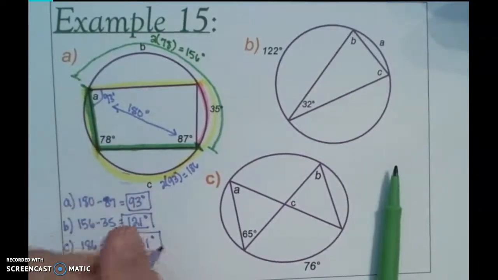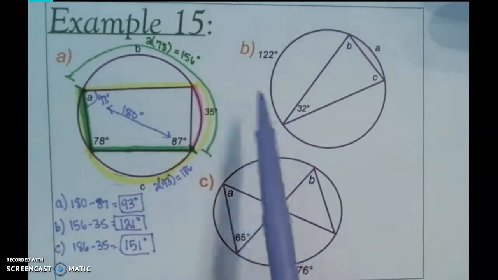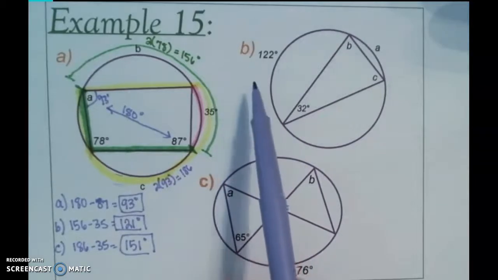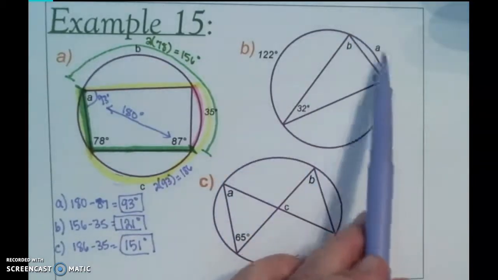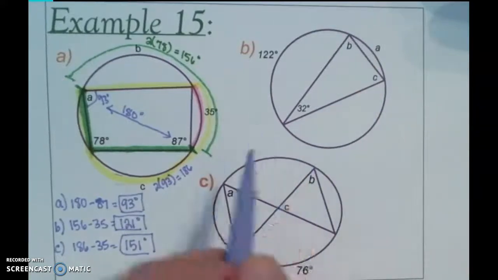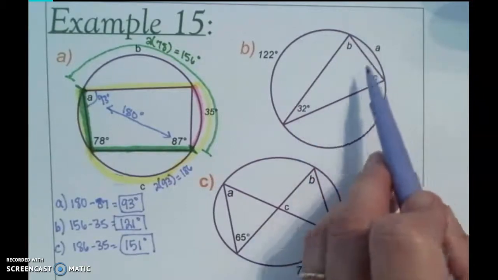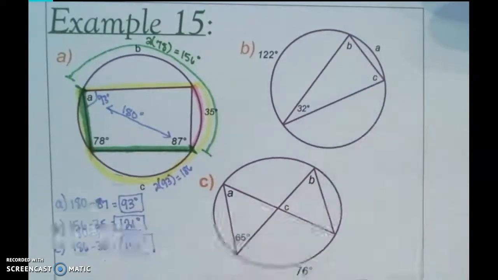So lots of steps. Just remember your rules. For example B, we've got to find this arc. We've got 2 angles to find. So I'm going to start off with arc A because I see that it's directly across from this inscribed angle.